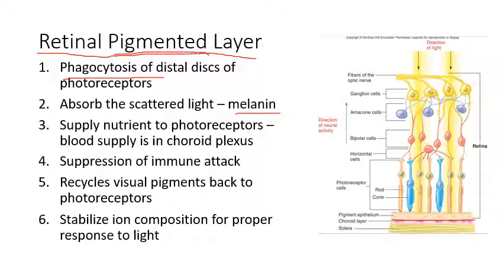Melanin is a pigment, and what it's going to do is pick up the extraneous light, so the light that actually gets absorbed here can give us a clearer picture. They also supply the nutrients, okay, suppress immune attack, and they're also involved in recycling the pigments that are used to trap light here. Okay, so you can see all the functions here, kind of like the personal assistants to these photoreceptors, because basically they allow them to operate and function properly.